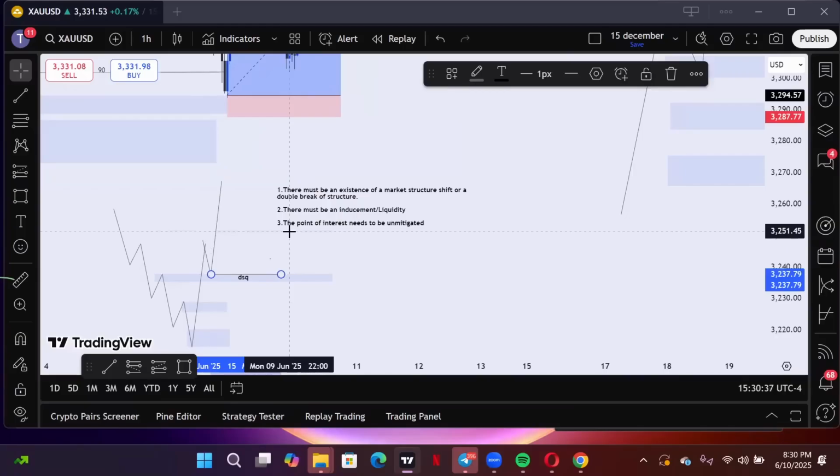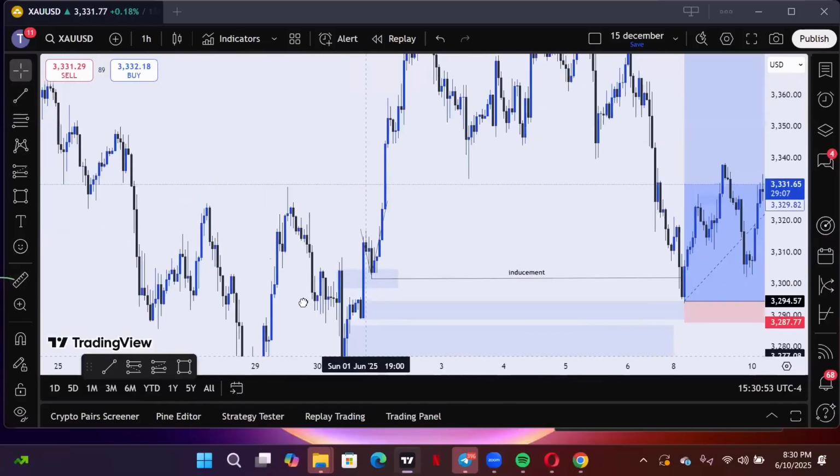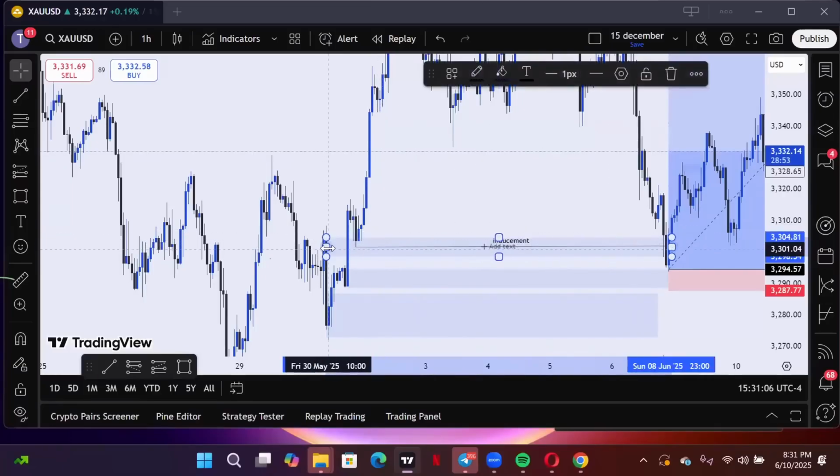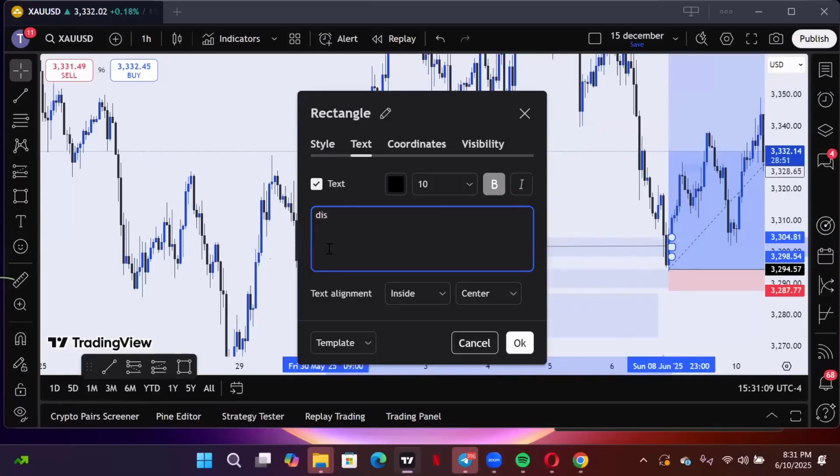Now, third rule, the point of interest needs to be unmitigated. It means that any point of interest that market touched or went deep inside while market was creating inducement, you have to also disqualify that point of interest. You can no longer use that point of interest as an entry. So in this here, we have what? We have an order block here and we have a breaker block here. But while market was creating this inducement, pay attention, market actually touched and mitigated this breaker block here. So what does it mean? It means that this breaker block here has now been disqualified to be used as an entry.